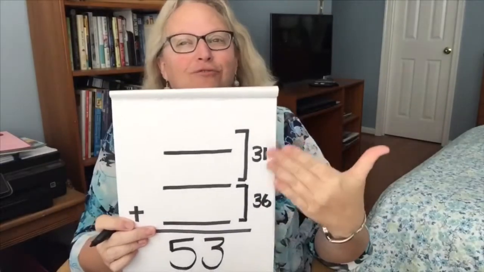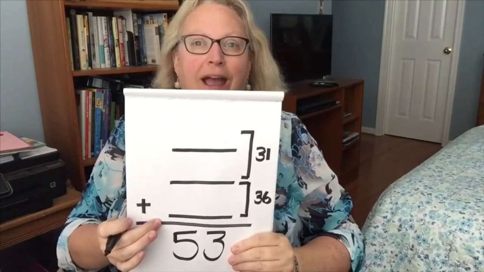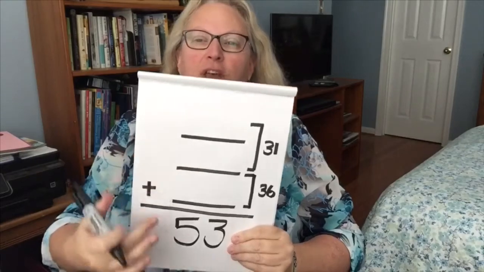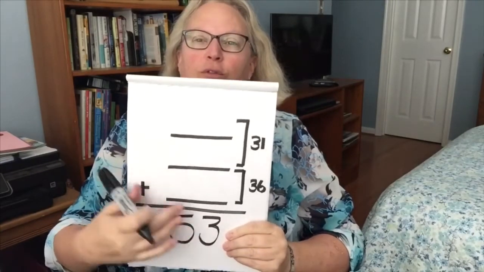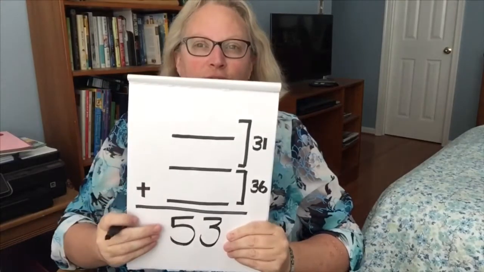Now, you don't have to draw this every time. For me, it just helped to visualize what it was they were asking for in the problem. So we have three shelves. There are 53 glasses total. These two shelves have to have 31 glasses, and these two have to have 36 glasses.